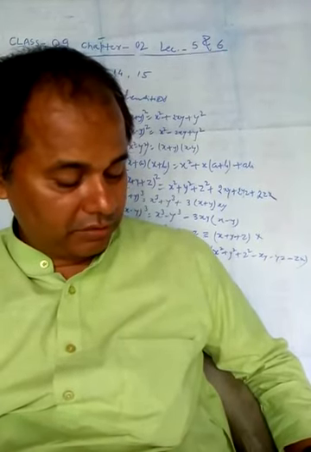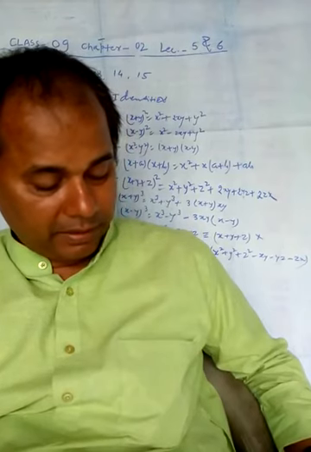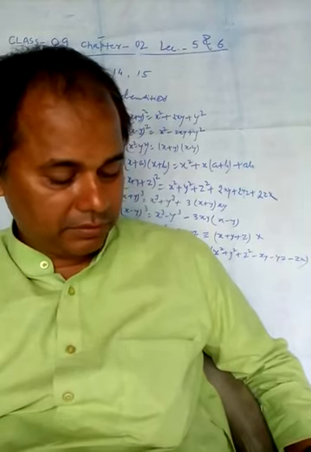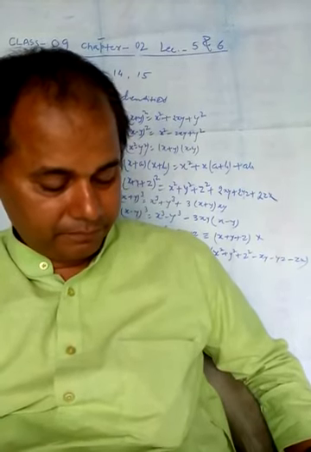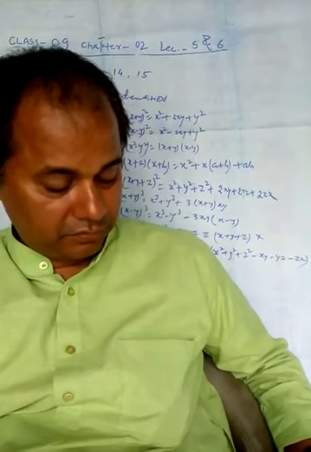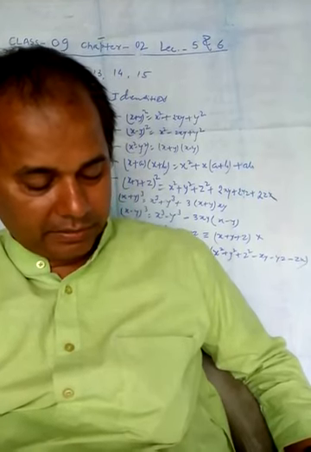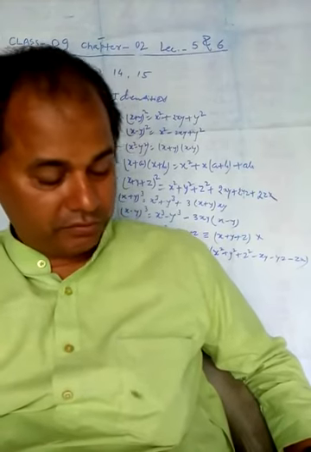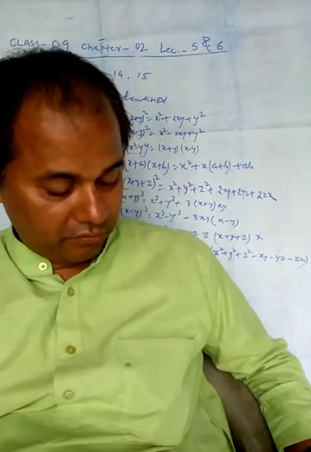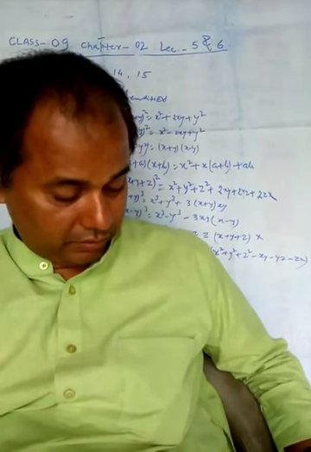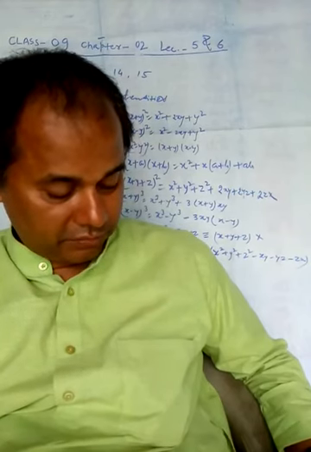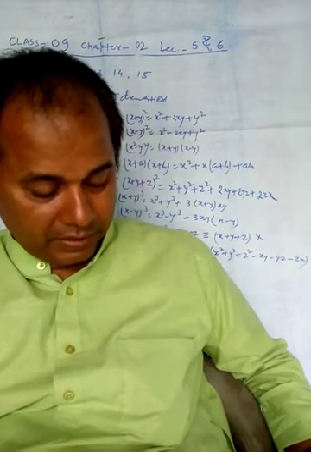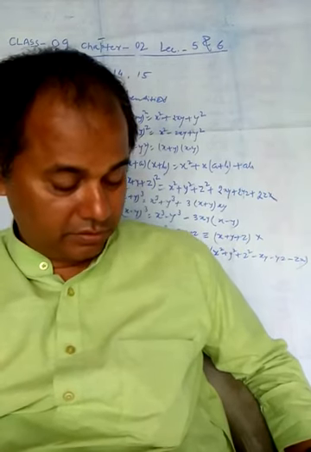Now x square minus 22x plus 120 can be factorized either by splitting the middle term or by using the factor theorem. By splitting the middle term we have x square minus 22x plus 120 is equal to (x minus 10) into (x minus 12). So x cube minus 23x square plus 142x minus 120 is equal to (x minus 1) into (x minus 10) into (x minus 12).